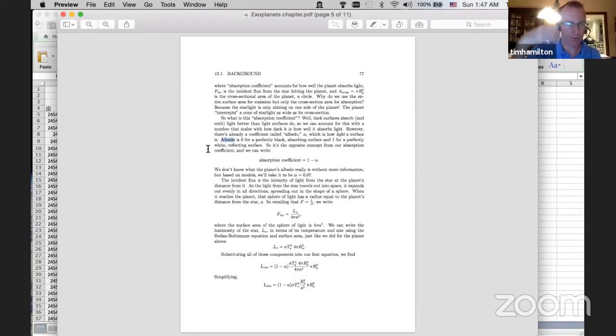Albedo tells you about the reflectivity, the brightness, essentially the shininess of an object. Albedo is 0 if you have something that's perfectly black, which absorbs all the light that hits it, a perfect black body. If it is perfectly white and shiny, a reflecting surface, it would have an albedo of 1. We're going to use the absorption coefficient, which is simply 1 minus the albedo.